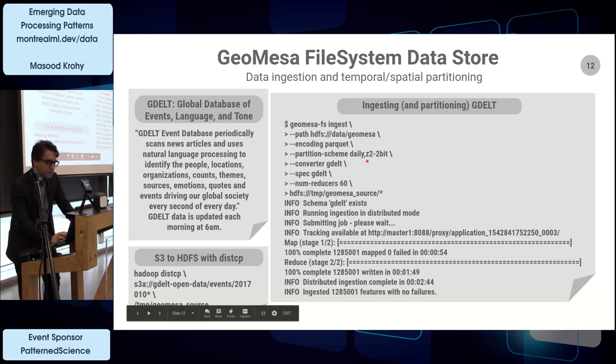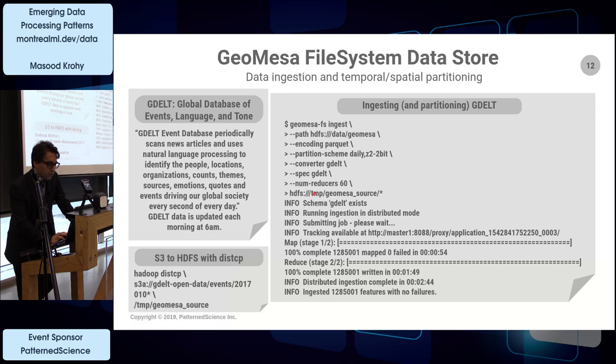And then this is a command to ingest and partition that data. This is the ingestion command plus the output of that command. Here we are saying this is our source data, which is where we saved it on the bottom left. So we tell the command, pick up the data from here, and when you're done with the ingestion and partitioning, put the data here. That is going to be our destination. We are saying use Parquet format. And we are partitioning and indexing the data on both temporal and spatial dimensions.